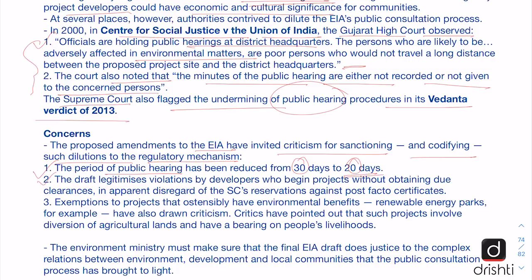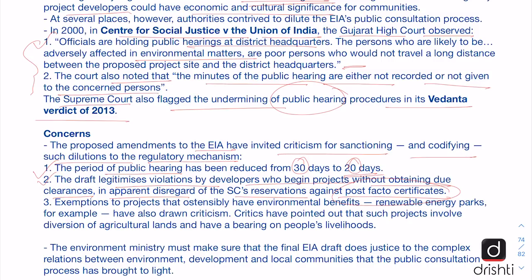Secondly, the draft legitimizes violations by developers who can begin projects without obtaining due clearances, in apparent disregard of the Supreme Court's reservations against post facto certificates. So this is also highly problematic, that this EIA draft notification of 2020 says that there can be post facto approval granted to projects, because this is one practice which should not be entertained by the government at all.